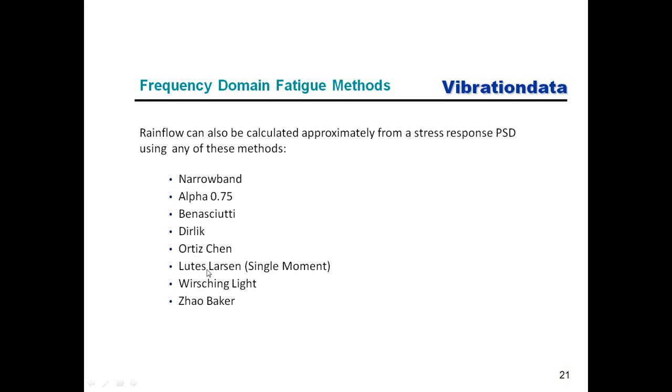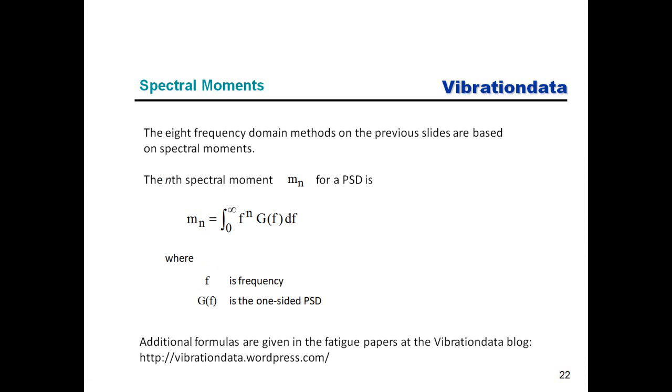And as a graduate student, he worked with his professor, Dr. Lutz, to come up with a method. They like to call this method the single moment method, but I like to call it the Lutz-Larsen method in their honor. We're not going to go over all the underlying formulas for these, but those are available in a paper on my blog, and here's the link to my blog at the bottom of the slide. What these methods do is essentially mix and match spectral moment terms. Now, we've talked about spectral moments before in previous webinar units.